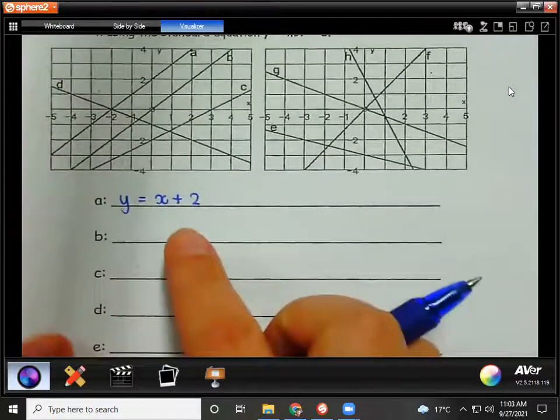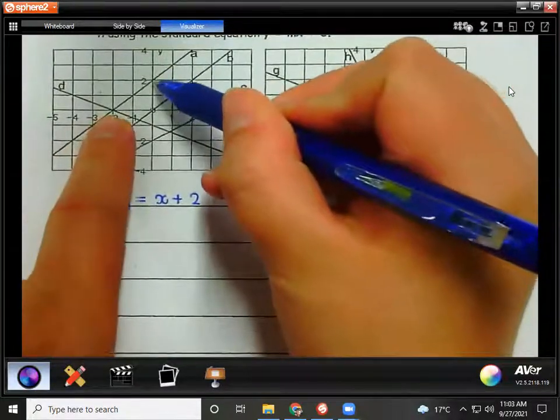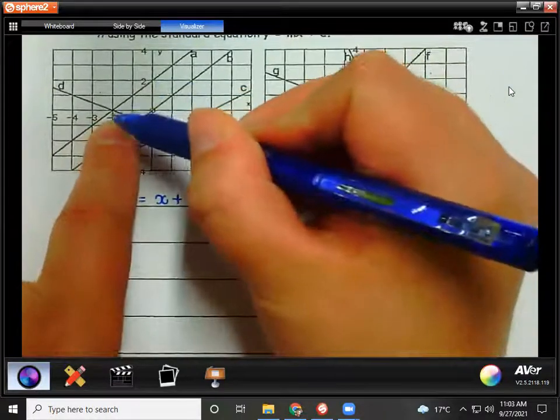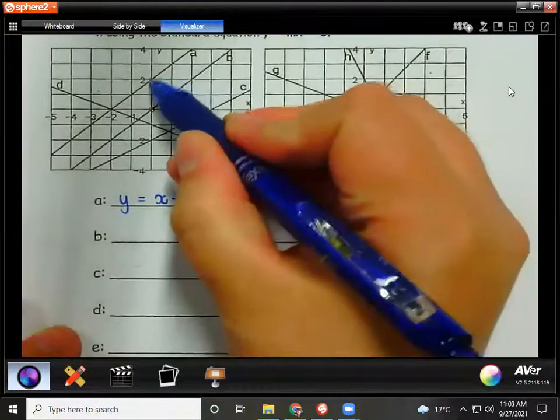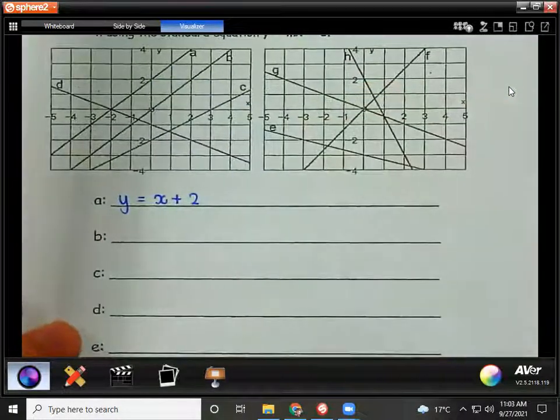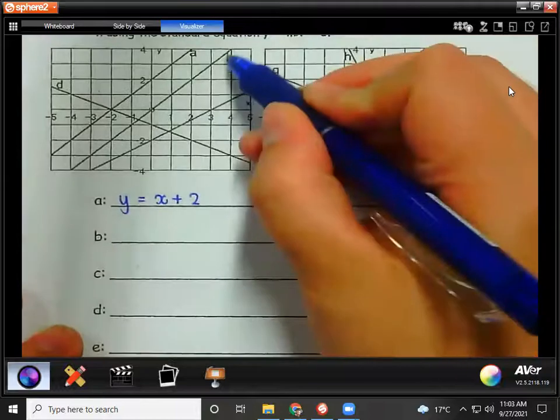All right, so I did the first one with you. I think we still use those 2 points. We used the point 0, 2 and negative 2, 0, and we found the gradient. And then C, the y-intercept is 2. Okay, let's look at the next one, B.